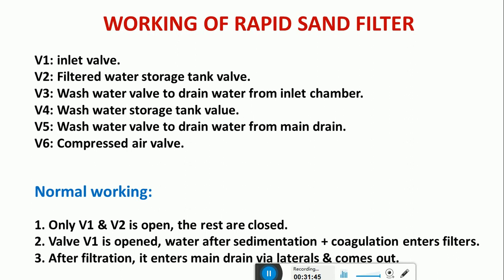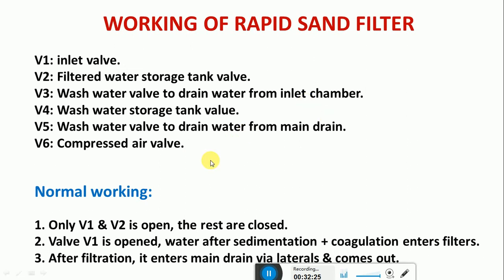So here in the working of the rapid sand filter, it consists of 5 to 6 different valves. Valve V1 is called the inlet valve, which is used to allow the water to enter into the filtration system. Then we have V2, that is the filtered water storage tank valve. We have V3, wash water valve to drain the water from the inlet chamber. We have V4, wash water storage tank valve. We have V5, wash water valve to drain water from the main drain, and V6, the compressed air valve. When you see the picture, you will come to know the location of the valves and their functioning.